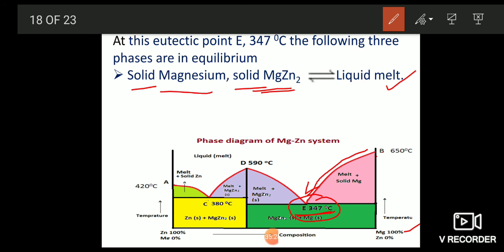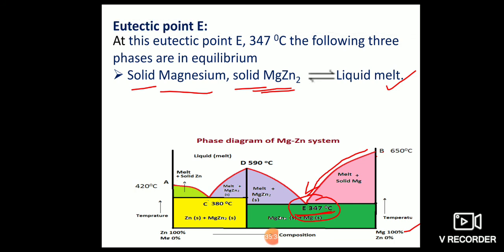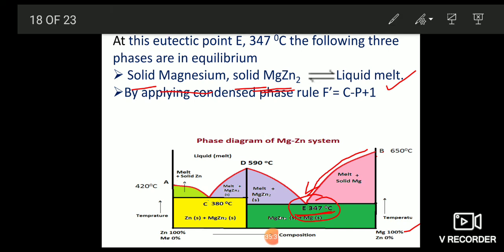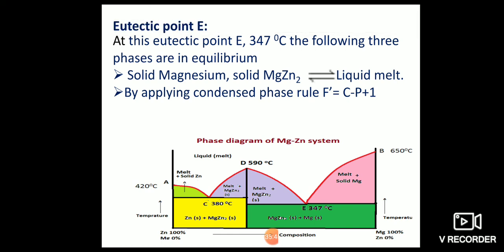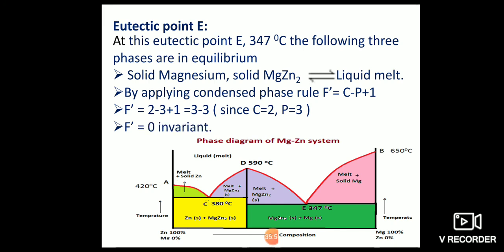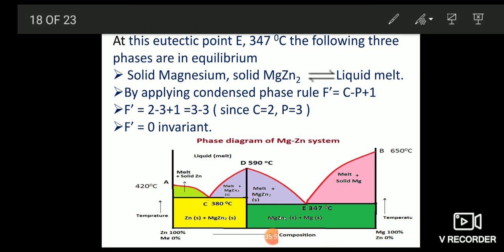Now how many phases? Two solid phases, one liquid phase. That is, the number of phases is 3. By applying the condensed phase rule, F' = C - P + 1. The number of components is 2 and the number of phases is 3, so F' = 0, invariant. That is why at the eutectic point E also the system is invariant. Generally at points the system is invariant.